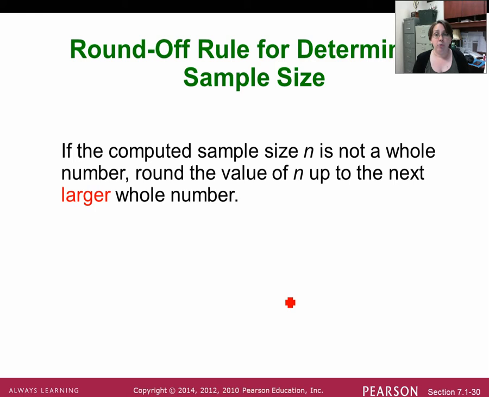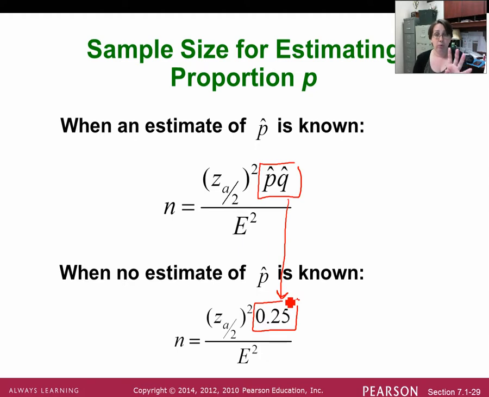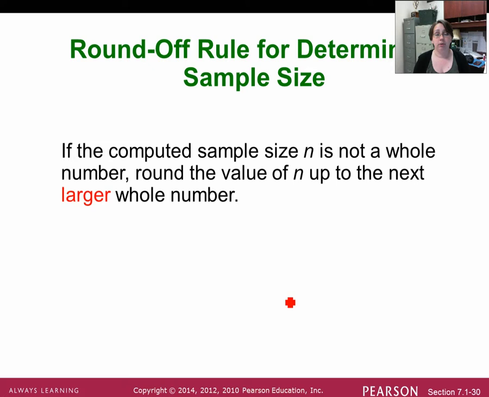Alright, round off rule for determining sample size. If the computed sample size n is not a whole number, so from this formula you get an n value, if it's not a whole number, you must round up to the next larger whole number. Okay, you can't have a part of a sample item.